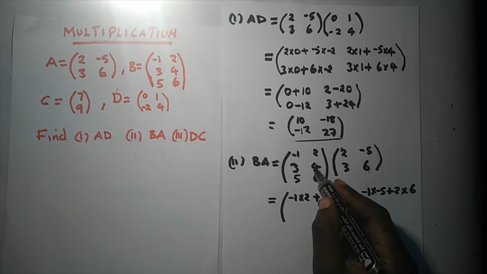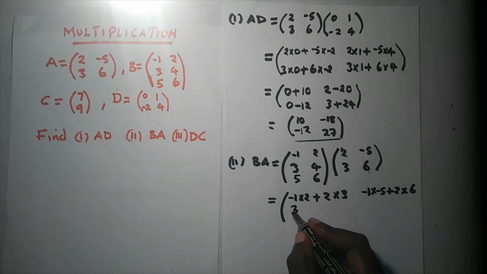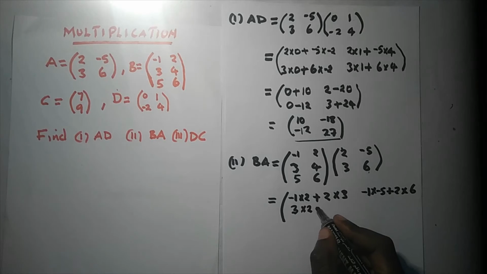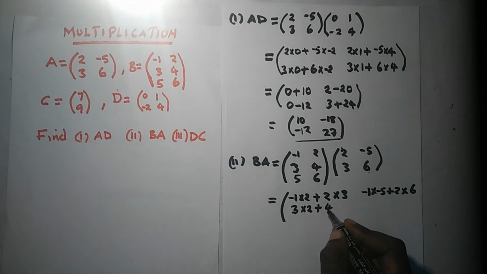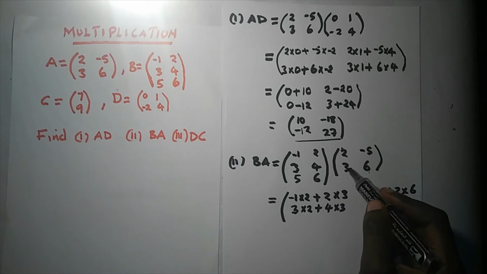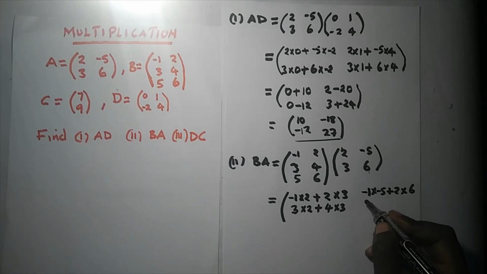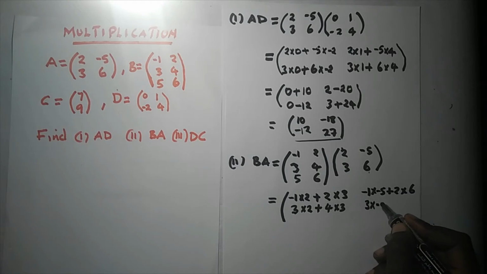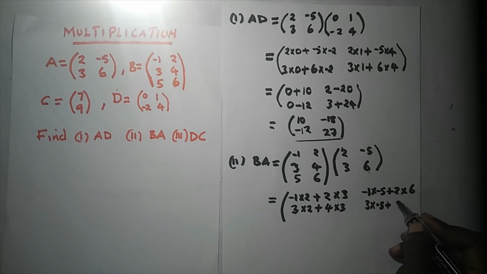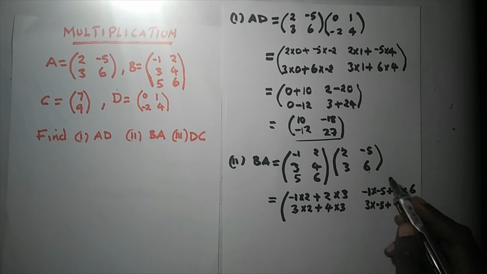And then we can come to the second row here, which will give us 3 times 2 plus 4 times 3 down here. Then we can come to this column now. 3 times -5 plus 4 times 6. And now we are done with this one.